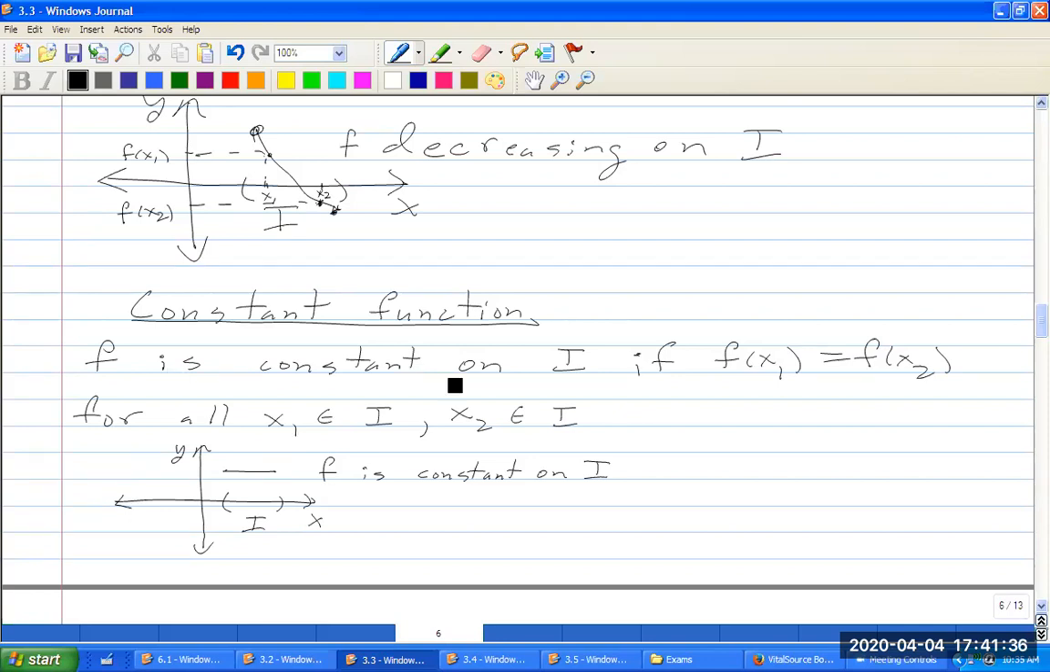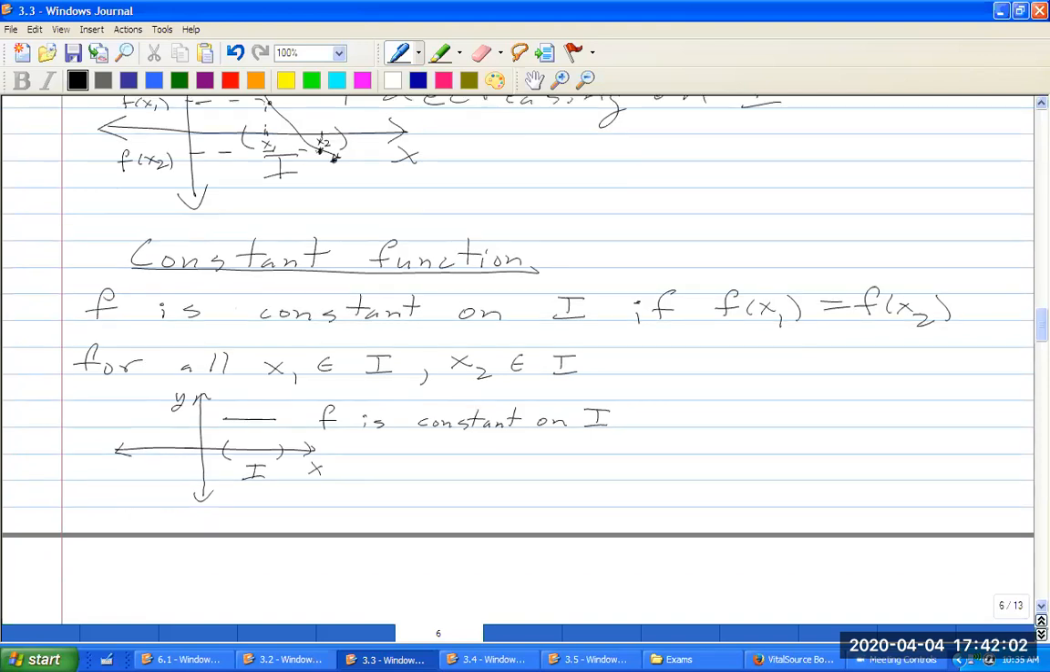So f is constant on the open interval I if f of x1 is equal to f of x2 for all x1, x2 in the interval I. So if for any x value, you always get the same y value in that interval, then f is constant on that interval.